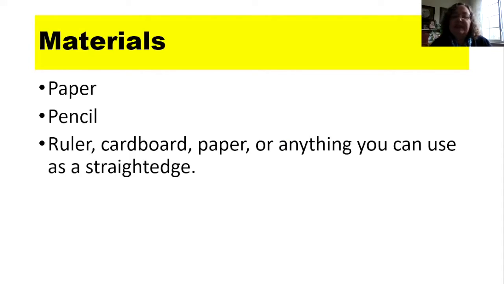So here are the materials that we're going to need today. You're going to need paper, pencil, ruler, cardboard, paper, or anything you can use as a straight edge. And then I'll have a worksheet for you at the end of the lesson. And don't worry if you can't print it out, because you can just write the question and answer on a piece of paper. Pause me right now so that you can gather up your materials and then press play when you're ready to get started.